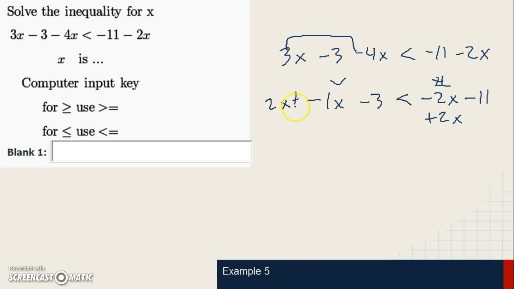Add 2x. Simplify your like terms. I've got just an x, or 1x, left, minus 3 is less than negative 11. I'm going to eliminate the subtraction by adding a 3. Add a 3. And I've got x is less than negative 8. Since x is already on my left side, I just have to come over to my answer blank and type in less than negative 8.